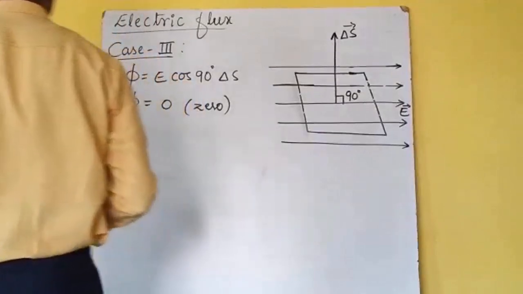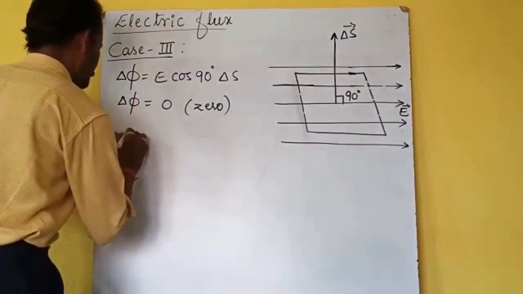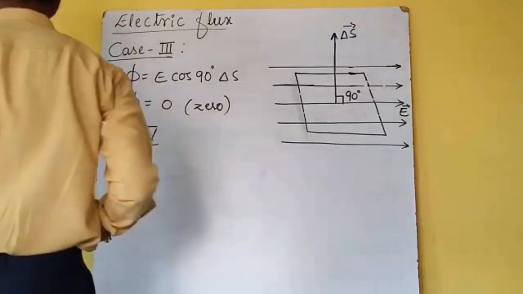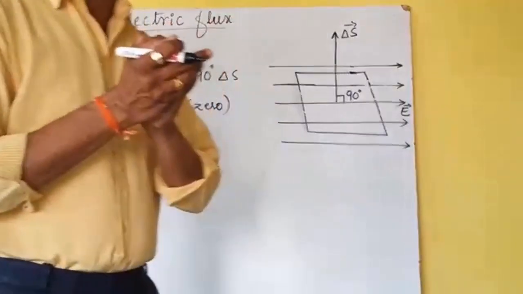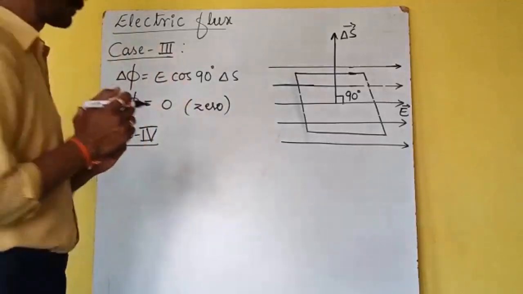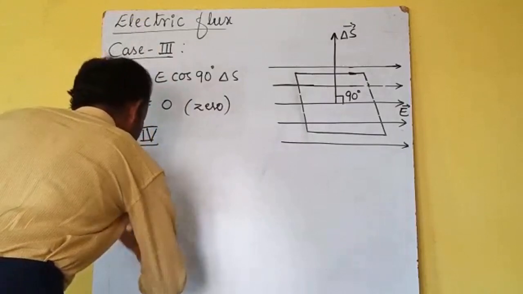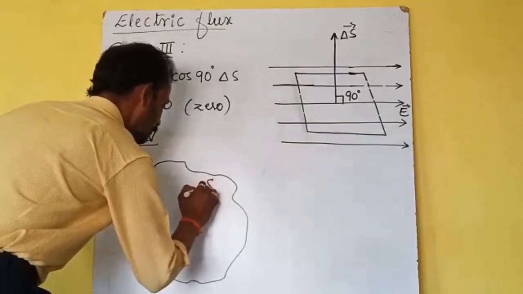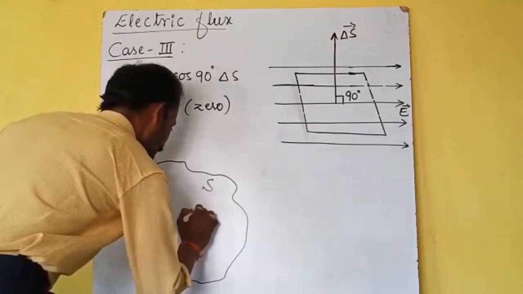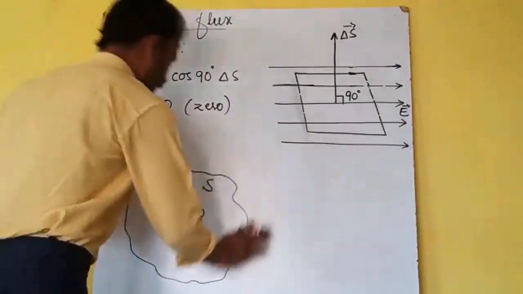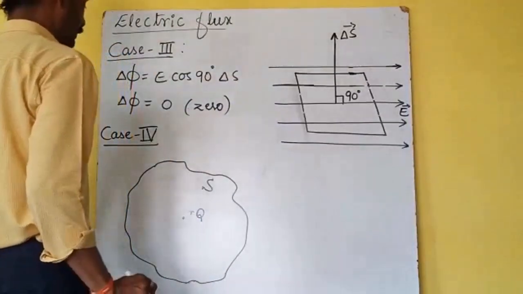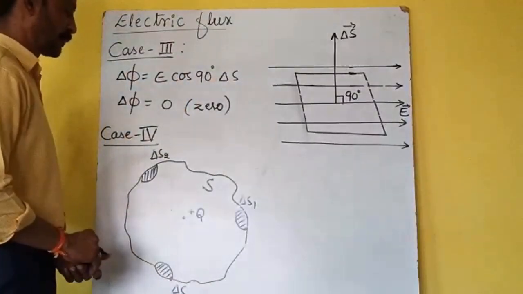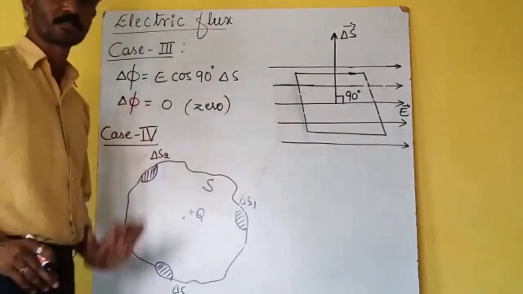And in the fourth case, consider any one closed surface S which encloses a charge plus Q. The total charge in this surface is plus Q. To find the total electric flux through this, we consider a number of small area elements. So this is the closed surface that encloses charge Q.